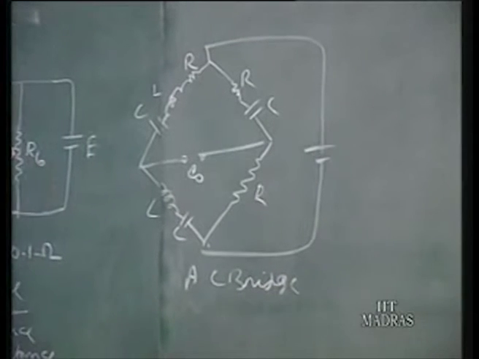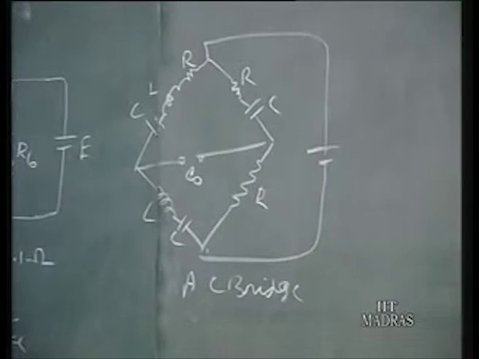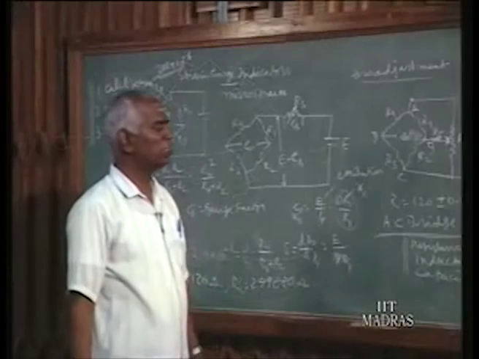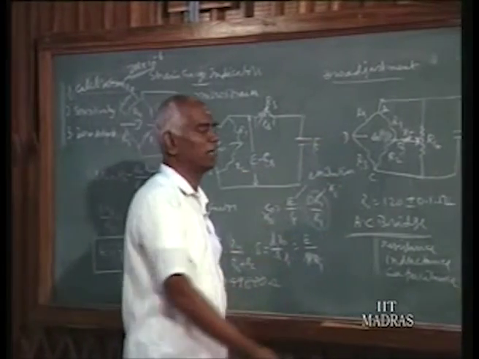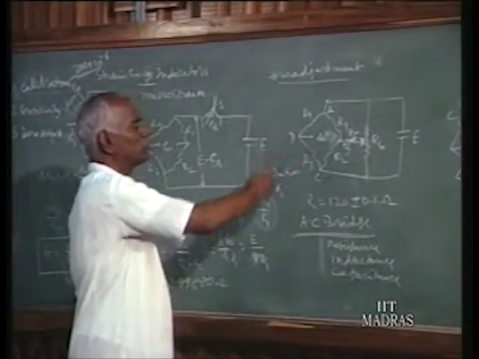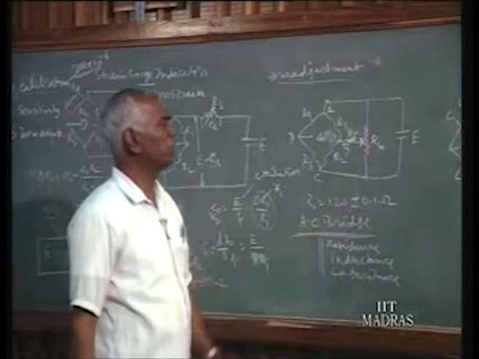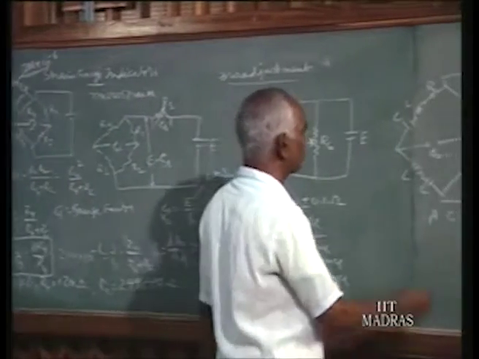And here the condition for balancing is, previously we had the condition for balancing for a DC bridge as a ratio of adjacent arms. Here it can also be stated as the product of opposite arms. So that is what we are using here for the AC bridge: the product of opposite arms.